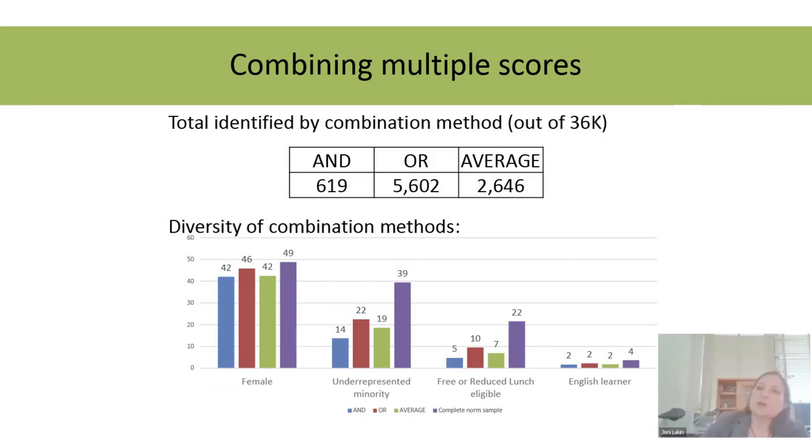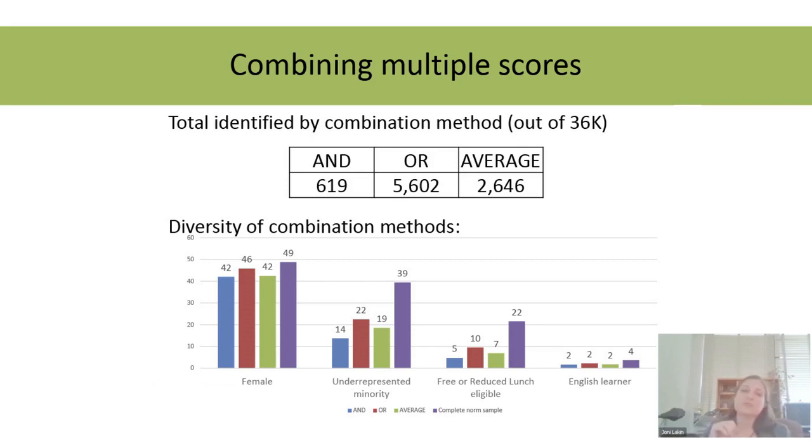But the important part is the diversity. So when you look at the proportion of students, we compared it to their proportion in the total sample of about 36,000. So the purple bars are their representation in the full sample. When you use the OR rule, and so you identified a very large number of students, you got the closest representation. So you still didn't get full representation, but you did get a better representation of each group of students. I have the complete paper if you'd like to see all the analyses.